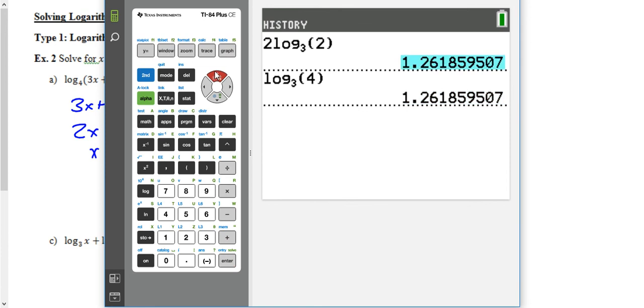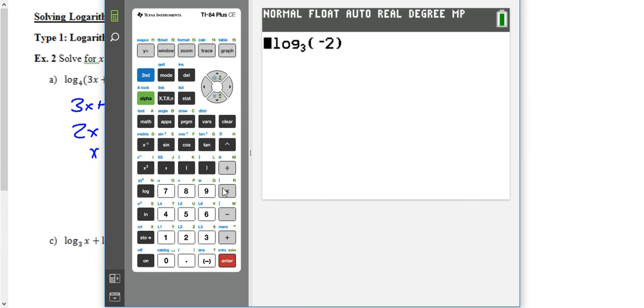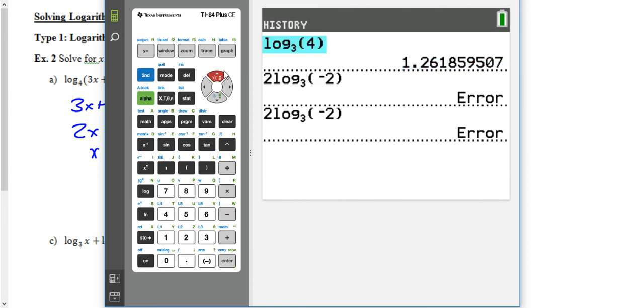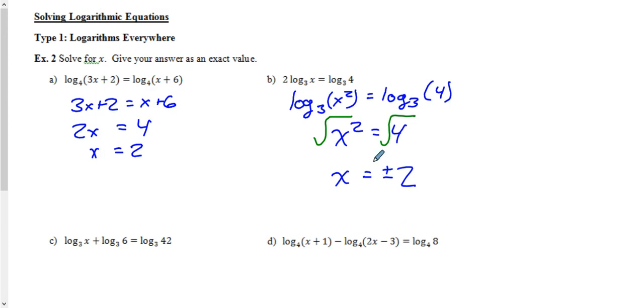Let's try this exact same question now, but with a negative 2. So now I insert my negative 2, and let's see what happens if I hit enter. I get an error. And there we go. There's that error again. So what's the difference between these two here? x has to be positive, so there's no way x can be negative. Because x has to be greater than 0, because it has to be a positive value, x can only be equal to positive 2.